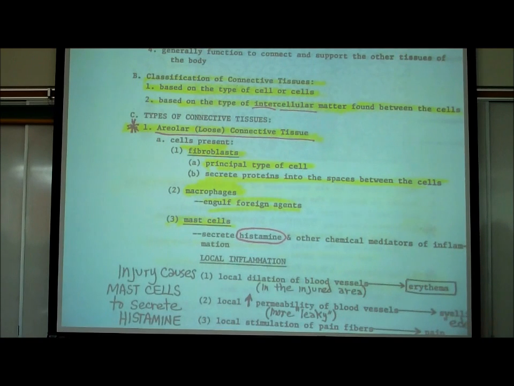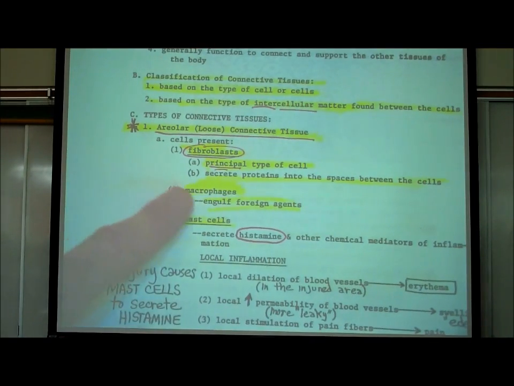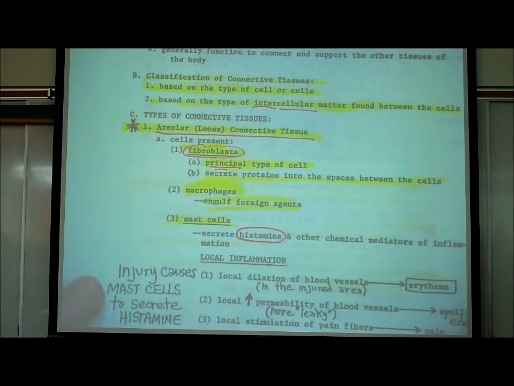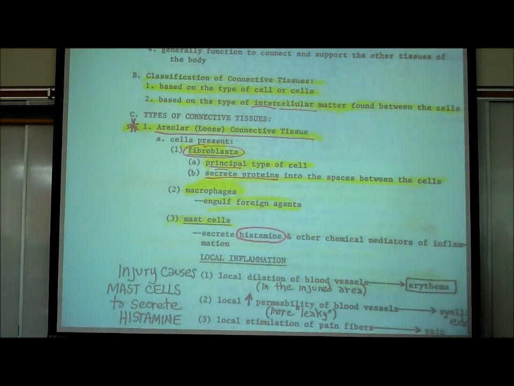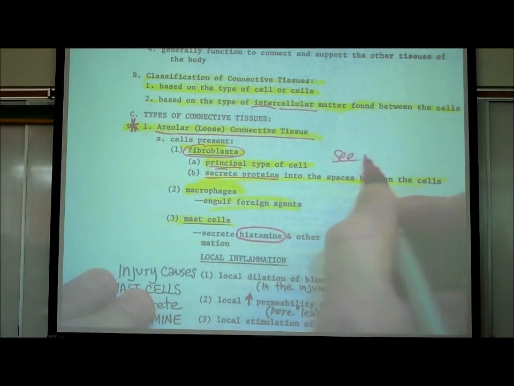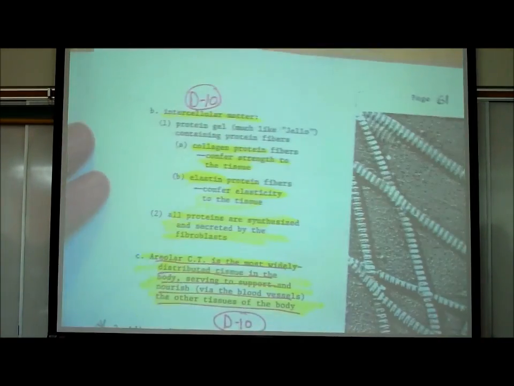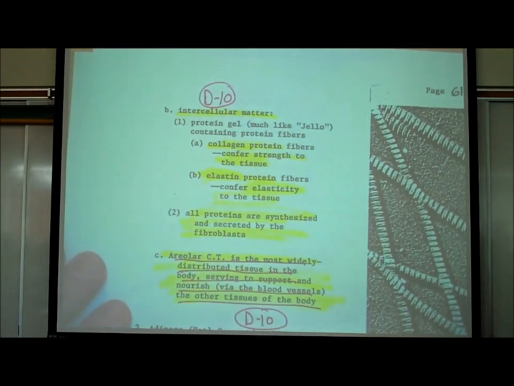Most of the cells that are in this tissue are called fibroblasts. That's the principal or major type of cell. It is the fibroblasts that manufacture and secrete the proteins into the spaces between the cells. Now, when I say they secrete proteins, let's talk about what proteins they secrete. Look on page D10. We wrote that on D10, so there's these proteins that are secreted by the fibroblasts.